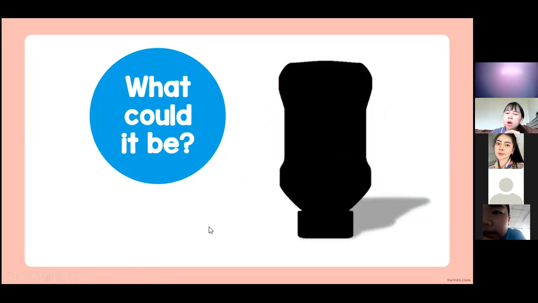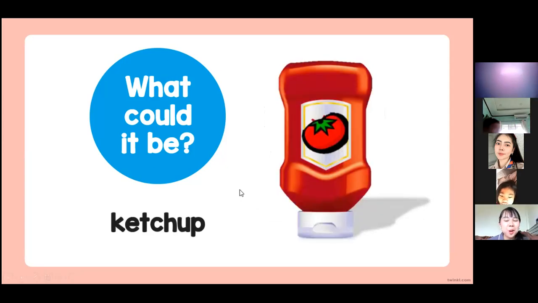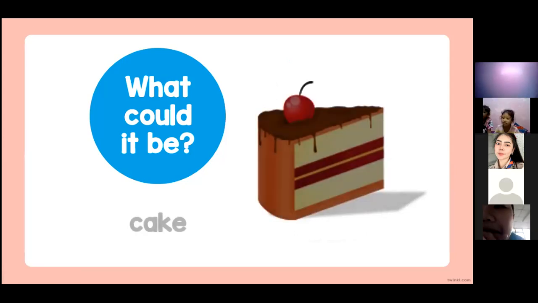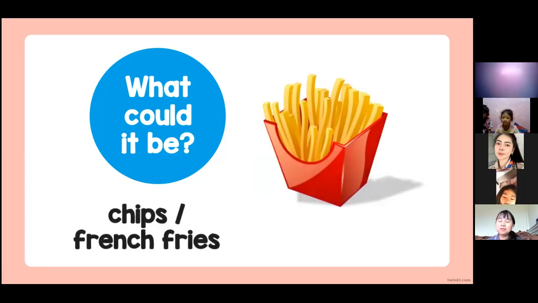Coffee. What could it be? Sausage. Mustard, another one we learned today. Ketchup. Very good. Next one. What is it? Cake. Very good. Next one. What is it? French fries.